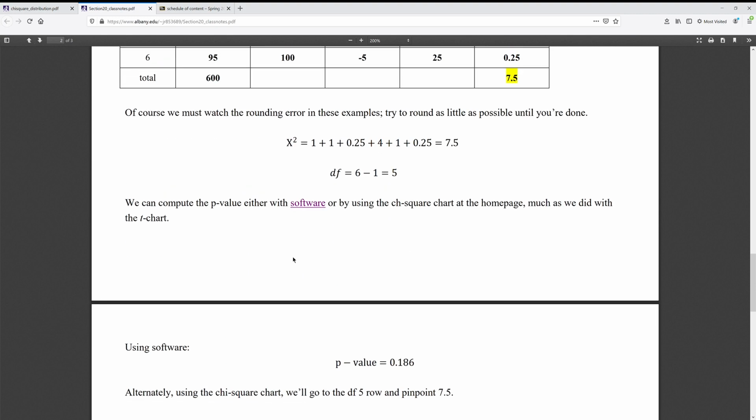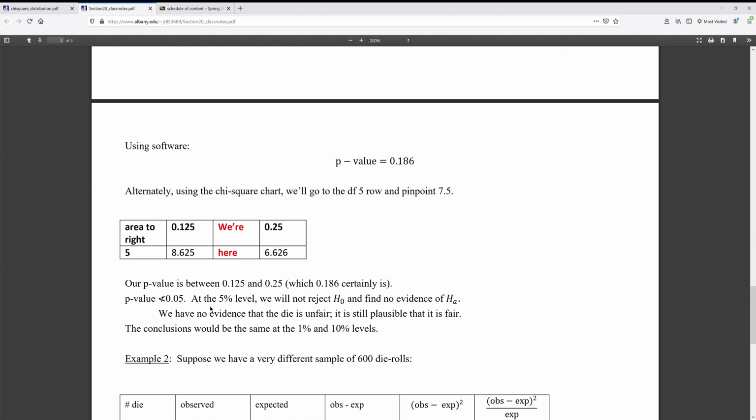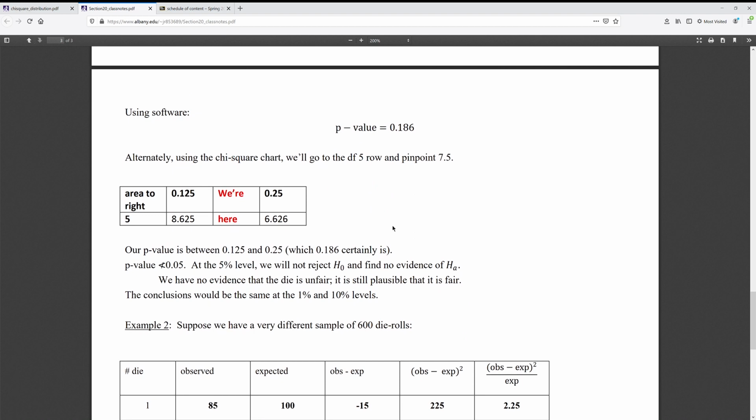As we might have suspected in the first place, this is just not all that out of alignment with 100 each. So again, the p-value represents the probability, assuming that your theory is true, assuming the die is fair, of rolling it 600 times and getting counts at least as out of alignment with 100 each as we did. Well, it would occur between 12.5% and 25% of the time that you rolled it 600 times.